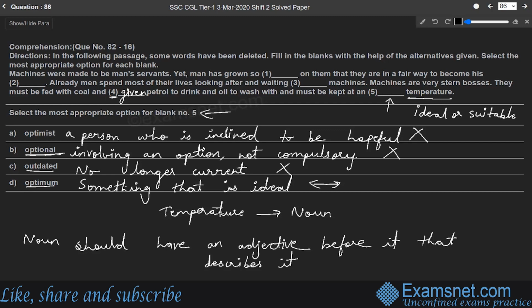So for this question, the correct option is option D, which means optimum. So the sentence becomes: they must be fed with coal and given petrol to drink and oil to wash with and must be kept at an optimum temperature, right? Optimum means something that is the best. So I hope you are clear with this question.